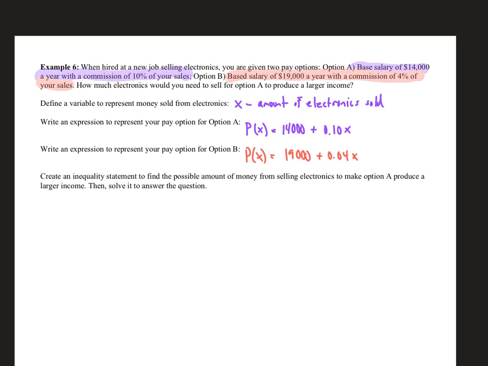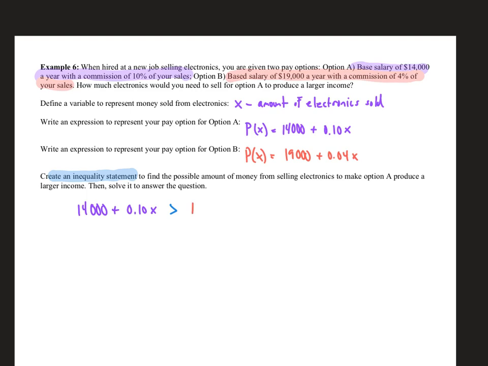It's asking us here to create an inequality statement to find when the possible amount of money from option A produces a larger income. So we want this to be bigger than that. That's why it's wanting an inequality. It's not when they're equal. When is A higher? We want it to be greater than. It's saying larger, not greater than or equal to, so just greater than.